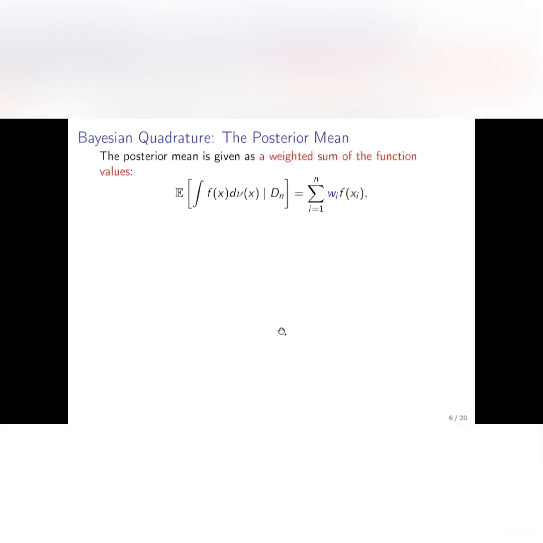Let me look at the expression of the posterior mean. It is given as a weighted sum of the function values in this way. Here f of x_i are the function values that you have collected, and the weights are given by a matrix computation in this way. This is the weight vector that contains the weights.